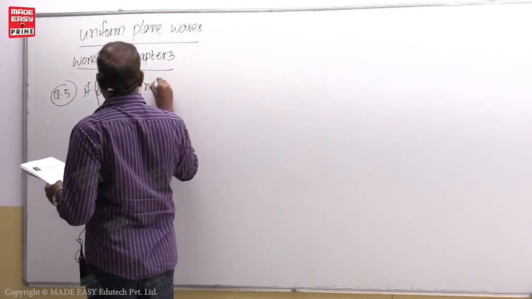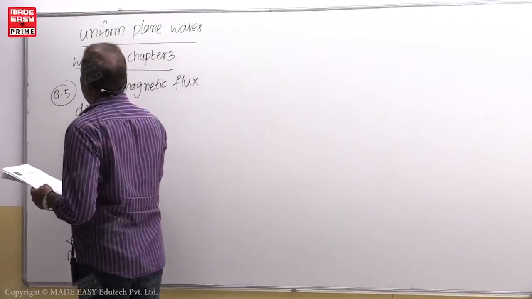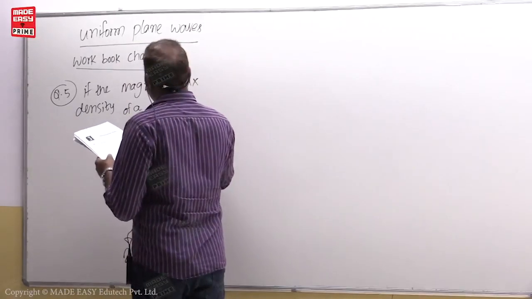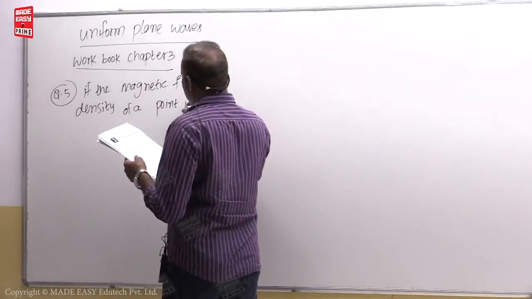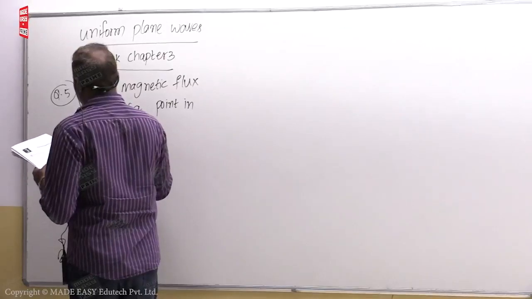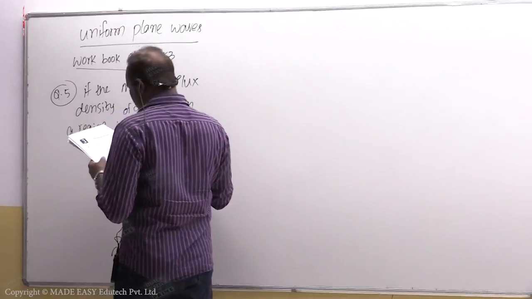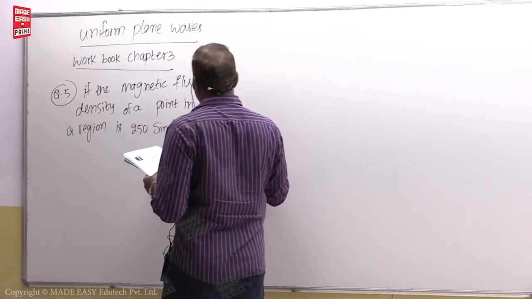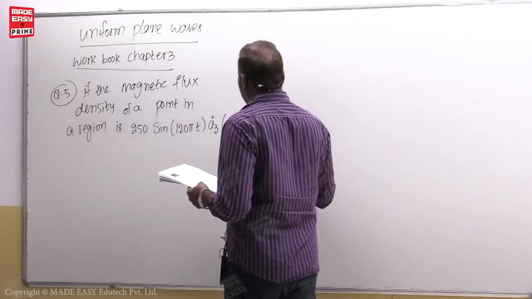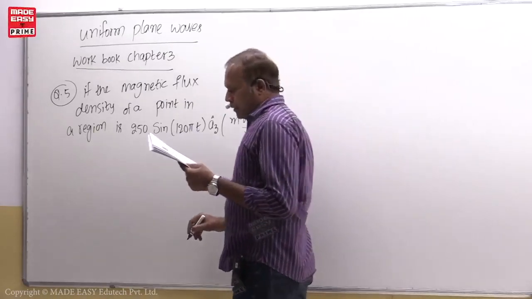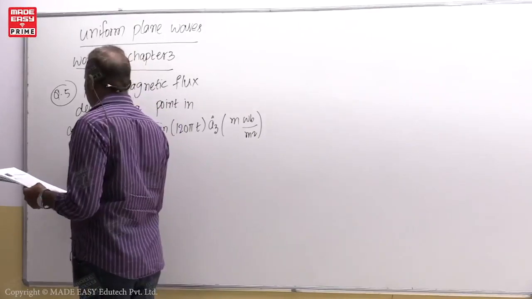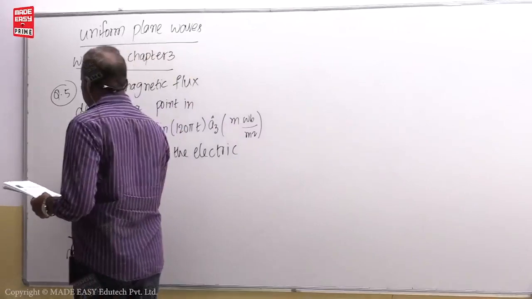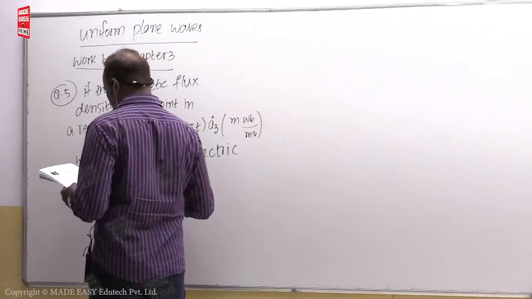If the magnetic flux density of a point in a region is 250 sine 120 pi t, Az cap milli Weber per meter square. Okay. What is the curl of the electric field intensity? So this is the question.